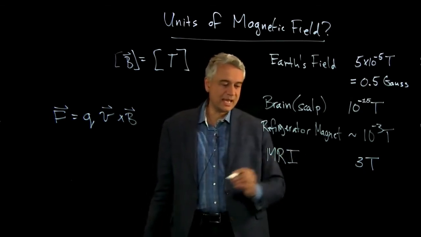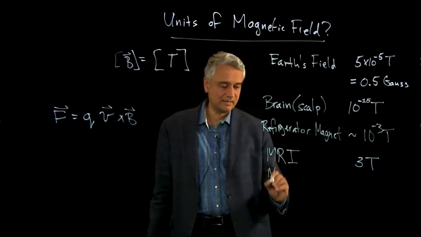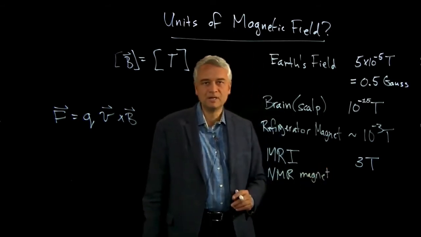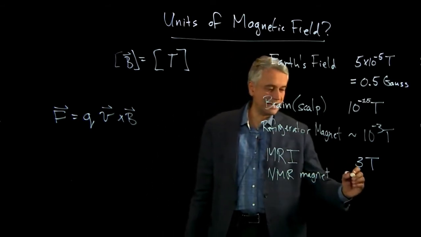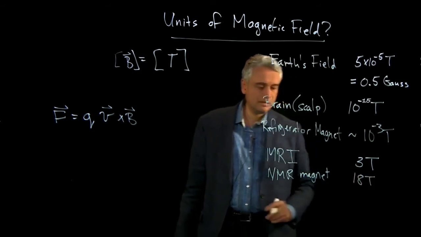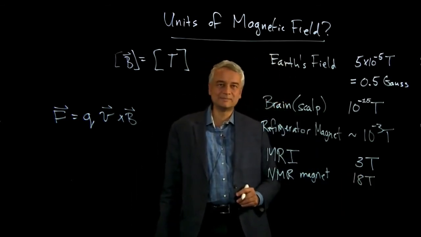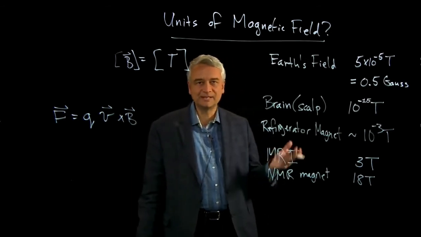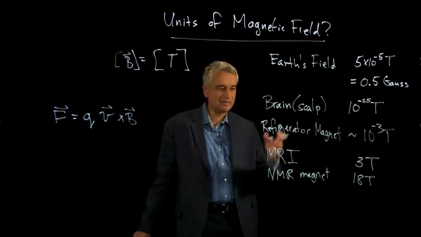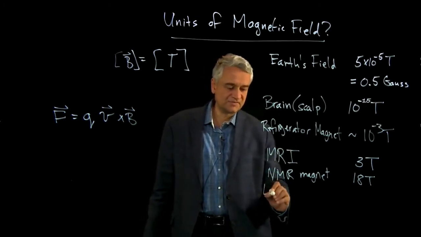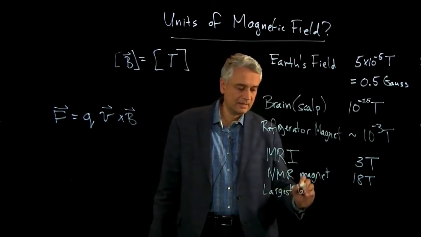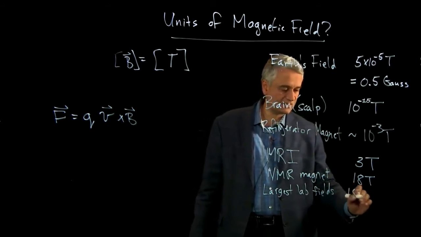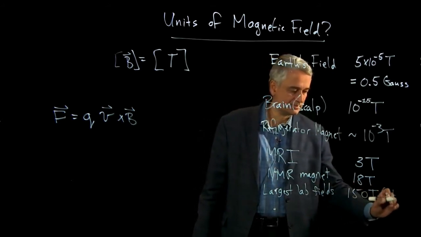Can you get larger than that? Yes, you can. In many physics labs, you will find magnets. So in a physics lab, for example, in the building in which I am right now, there's an NMR magnet which achieves fields of about 18 Tesla. The largest magnetic fields that are produced in laboratories can be bigger than this also. The largest fields, though, are not produced in a steady fashion. You can get fields of around 150 Tesla, but they're pulsed.